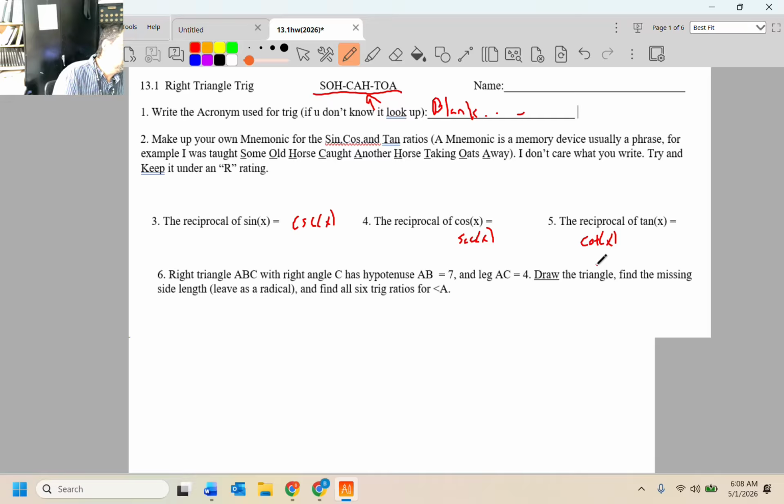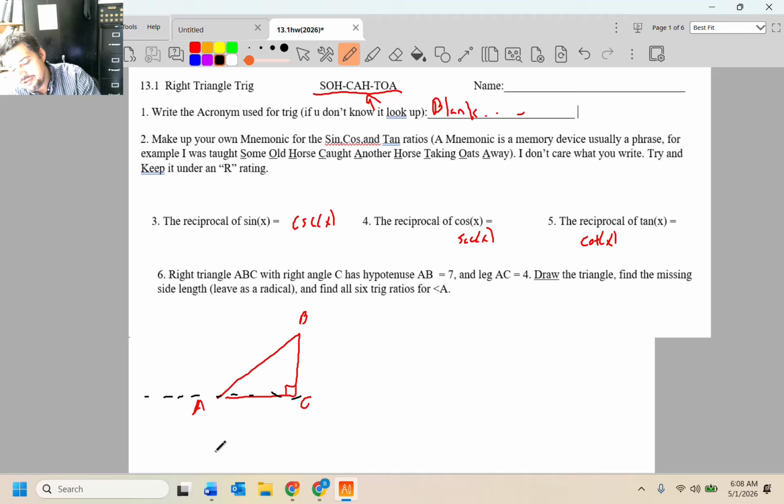All right, number 6: right triangle ABC with right angle C has a hypotenuse AB equals 7. Now, we have a right triangle, and there's a reason I draw it the way I do: put your angle of interest right here. The reason is that it's on an imaginary XY axis. Anyways, that's how we draw them.